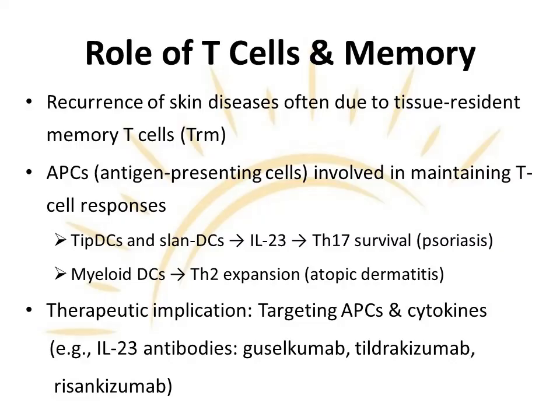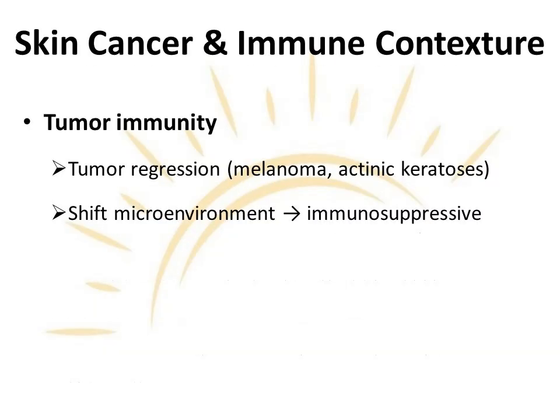Skin cancer and immune contexture. The skin immune system also plays an important role in tumor immunity. It contributes to the immune-mediated regression of skin cancers such as melanoma and precancerous lesions like actinic keratosis. As tumors progress, however, the tumor microenvironment often becomes increasingly immunosuppressive, allowing cancer cells to evade immune surveillance.